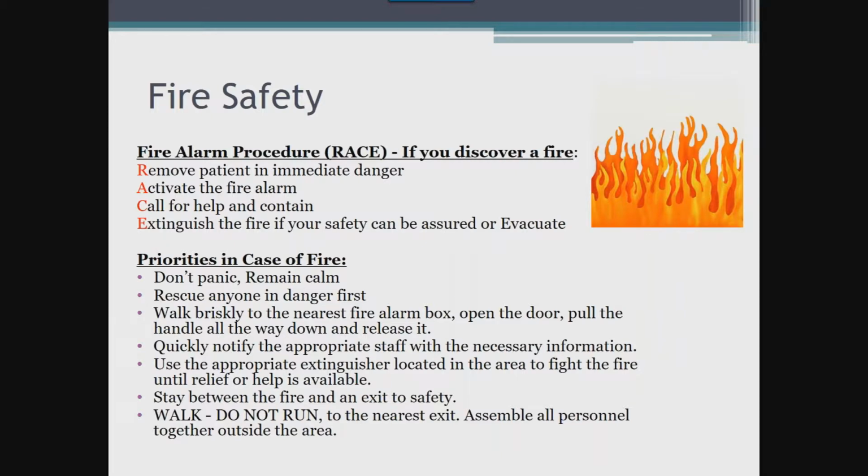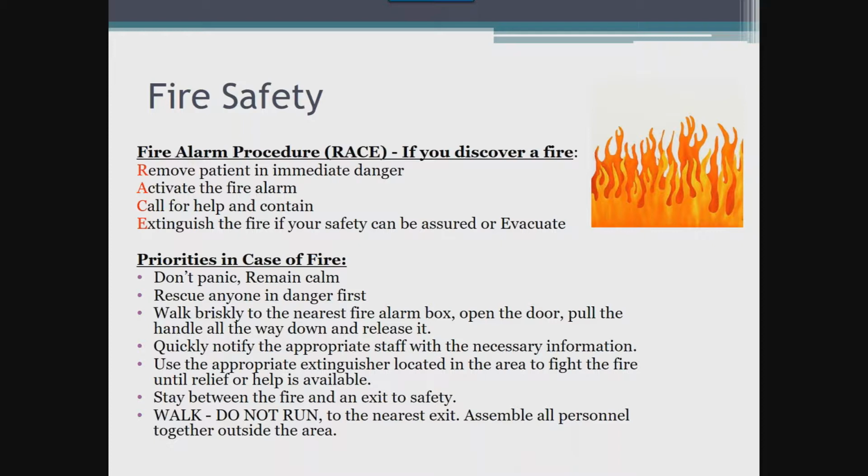There is potential for fire in every laboratory, not only because of the chemicals we work with, but also due to all the equipment that is utilized throughout the laboratory. Most staff are familiar with the RACE acronym for fire alarm procedure if you discover a fire. And I kind of listed it out there on the screen in case you need a refresher. Try to remain calm if you discover a fire and use the RACE process to work through the situation.